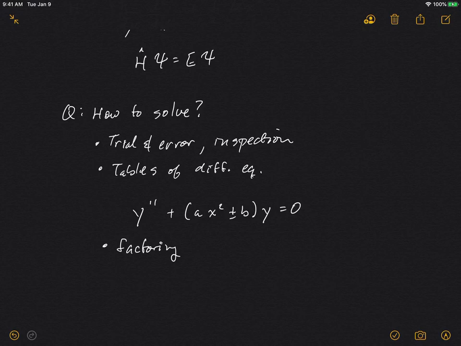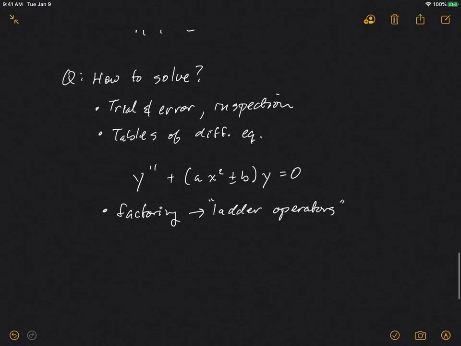But it turns out that factoring, when applied to this problem, leads to something that we call ladder operators. And they're very interesting and useful operators. They show up in other places too, as well as in angular momentum, and they can show up in quantum field theory. So ladder operators are another method of solving this. We probably won't have time to get into it, but we may circle back to that later in the course.